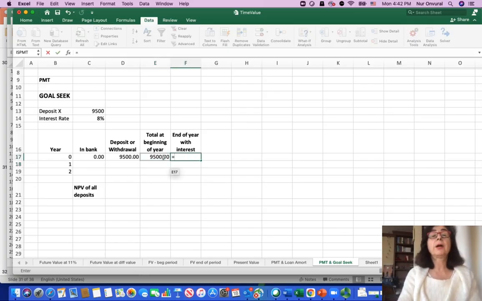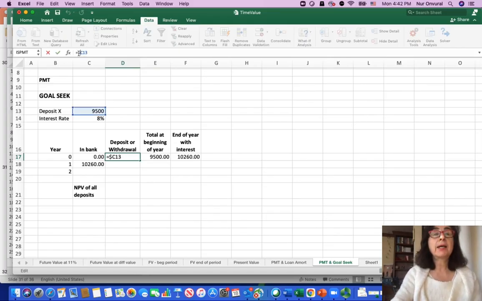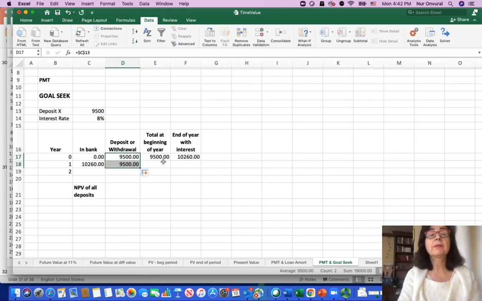Then we can also figure out the amount with interest, which is going to be 8%. Then in year 1, that's going to be the value that he would have in the bank. And then he will deposit a second X that we suggested to him. In our case, we suggested $9,500, and then the total will be equal to the sum of those two.